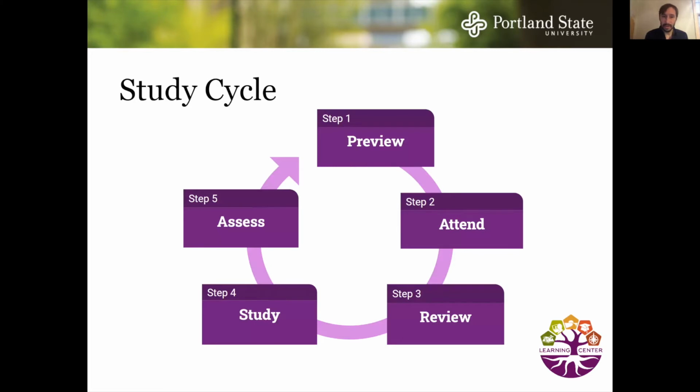And so the study cycle for us has these 5 different parts. The first is previewing the material before class. We'll talk more about all of these parts in a moment. And then you're attending class. Then after class, you're reviewing the material. And then you're having a time for studying the material. And then the last step is assessing, where you reflect on your system and these different steps and ask if there's anything you feel like you should change.